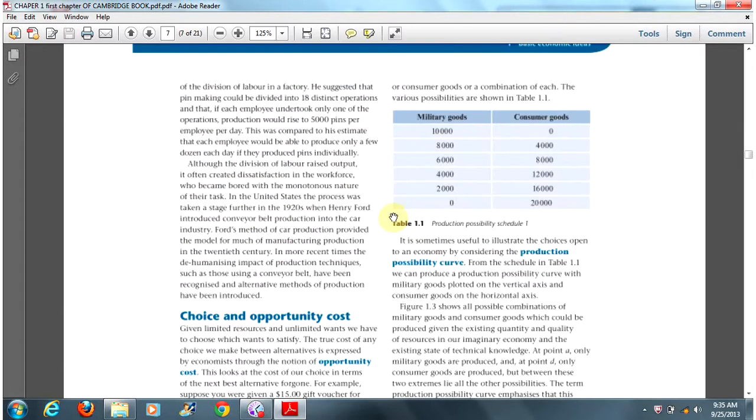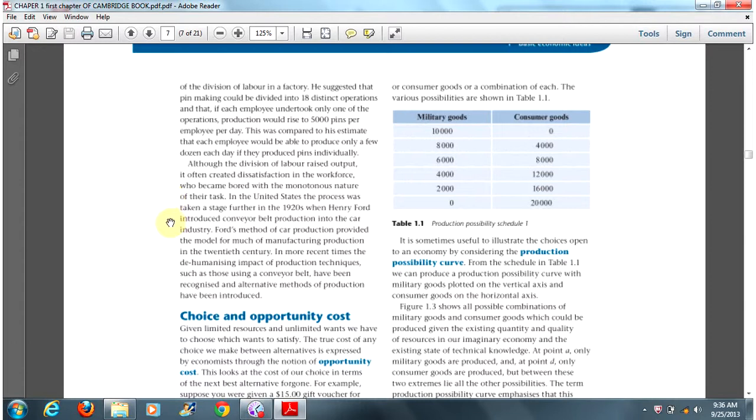He suggested that pen making could be divided into 18 distinct operations, and that if each employee undertook only one of these operations, production would rise to 5,000 pens per employee per day. This was compared to the estimate that each employee would be able to produce only a few dozen each day if they produced pens individually. Although the division of labor raises output, it often created dissatisfaction in the workforce, who became bored with the monotonous nature of their tasks. In the United States, the process was taken a stage further in the 1920s, when Henry Ford introduced conveyor belt production into the car industry.